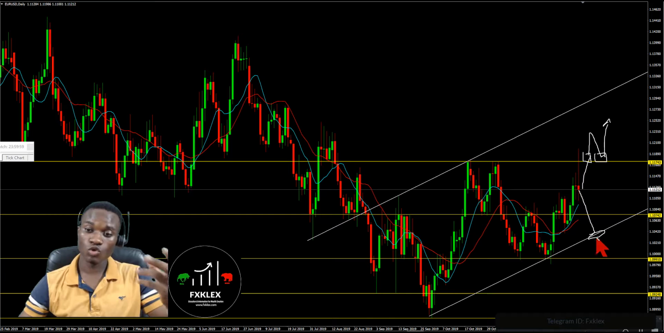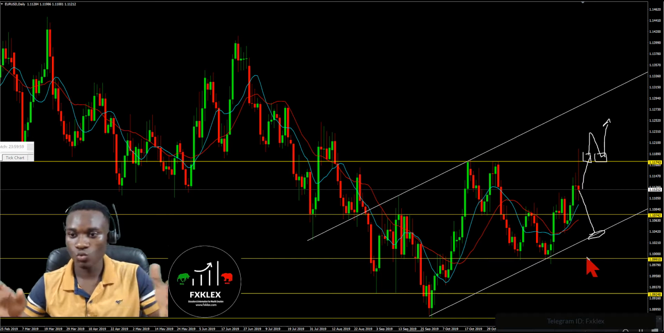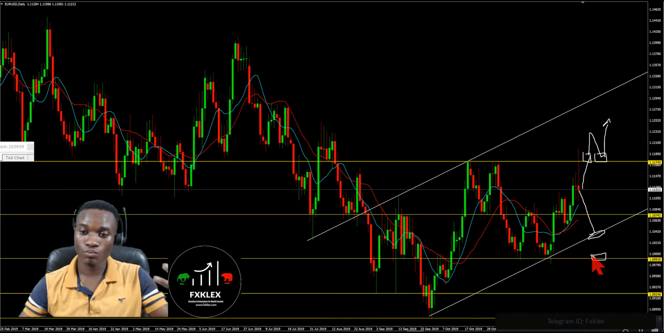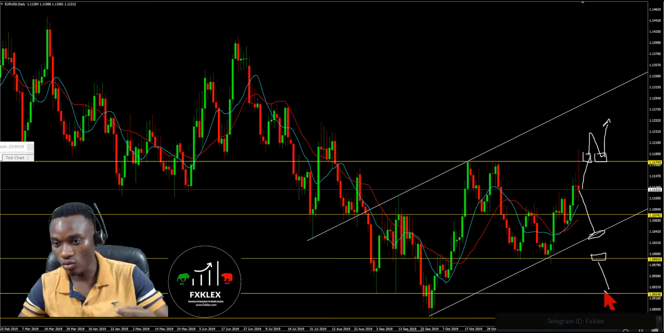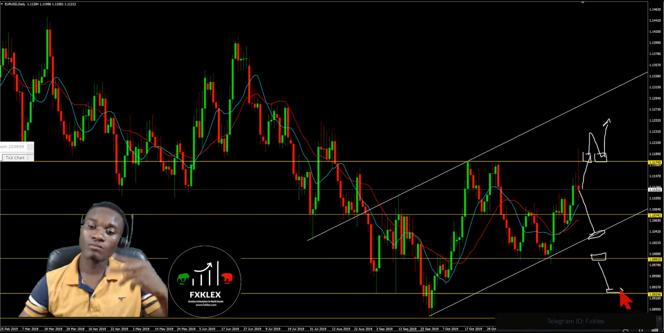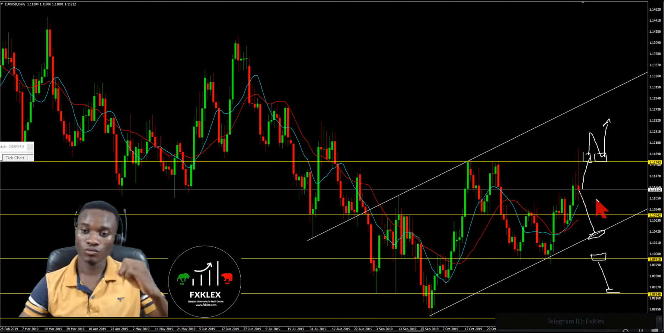But if price can close below our dynamic support, that means the bears are willing to re-expose our next support, which is at 1.0910, and a retesting of this support region is going to create more room, more energy for the bears to be willing to retest the next support, which lies at 1.09248. Right now I'm staying out of euro. I don't like to take a trade within the range.